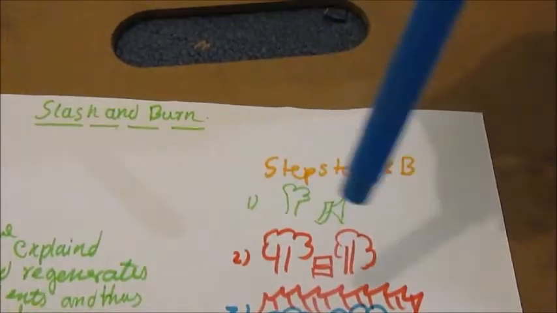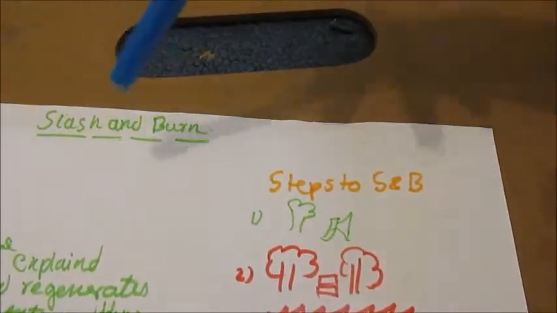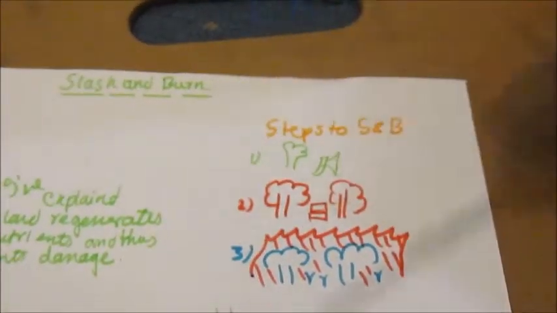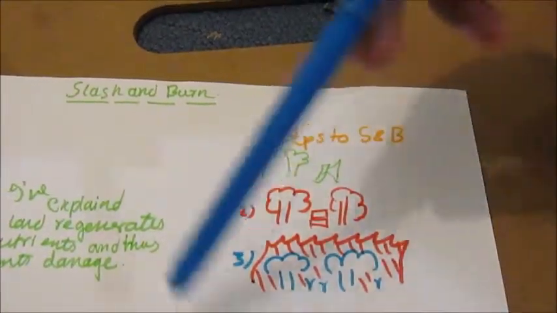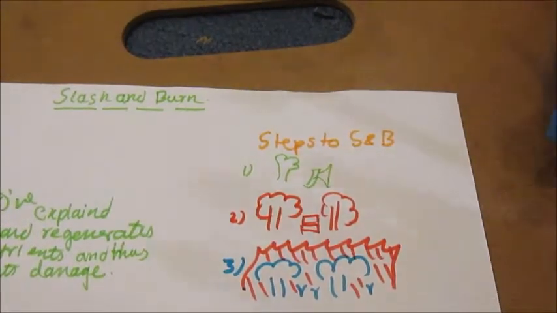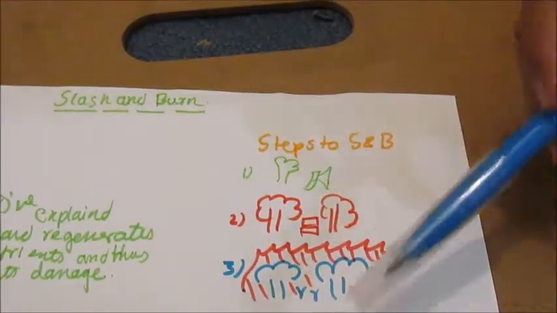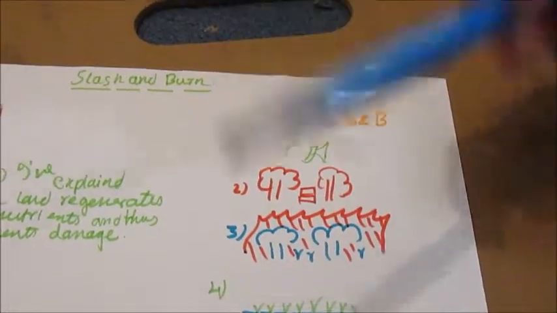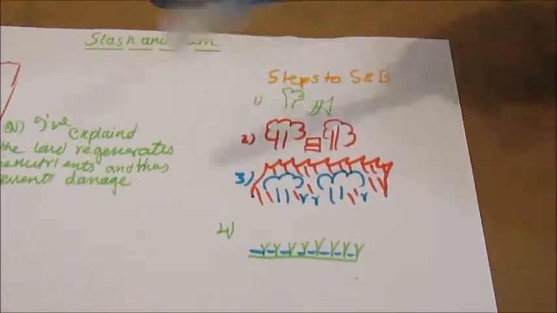It's laid aside for a couple of days or months, and then as a third step, we burn the forest or the plot of land. Then the ashes give us plentiful nutrients that we could farm with. So we can farm the crops in step 4 and get some really high yield.